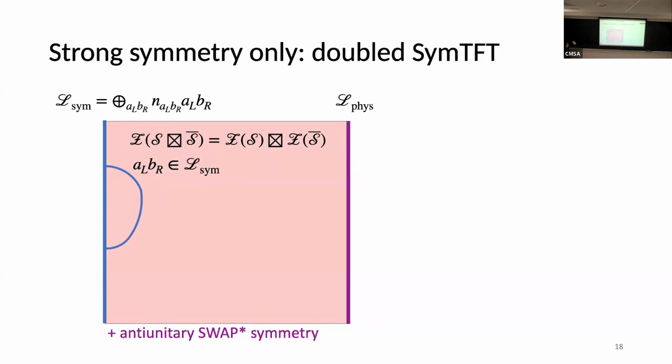And I should mention that because we automatically have the swap star symmetry, you should really think of this as a symmetry-enriched topological order. So you not only have the anyons, but you also have a global zero-form anti-unitary swap star symmetry.